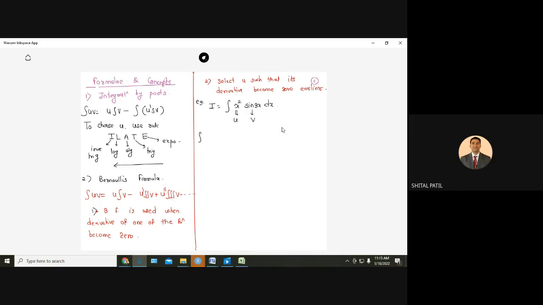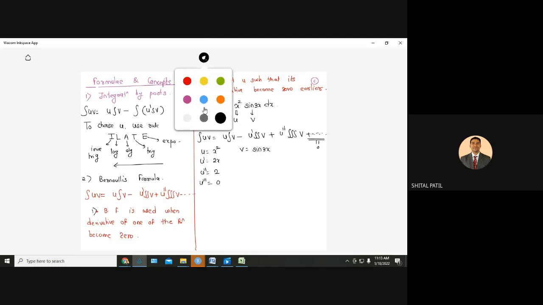And the rule is like this: u as it is, integration of v, minus u dash, integration of v twice, plus u double dash, integration of v thrice, and so on. Since it is the first example, let me write everything. u equals x square. What is u dash? 2x. What is u double dash? 2. What is the third derivative? 0. So the remaining terms will all be equal to 0 for this example. Whereas v equals sine 3x.